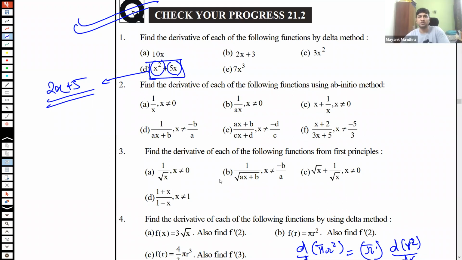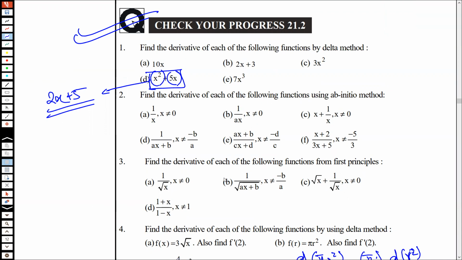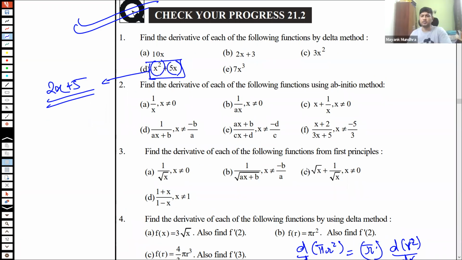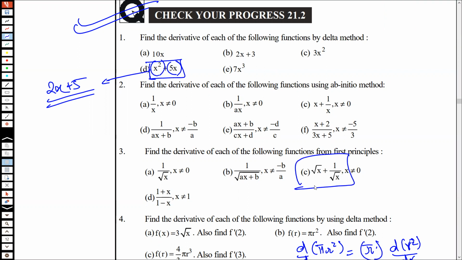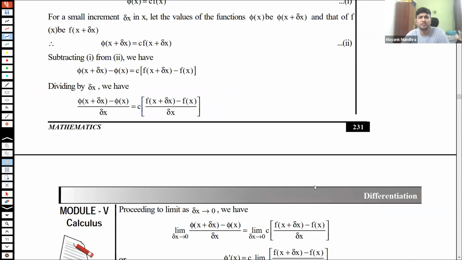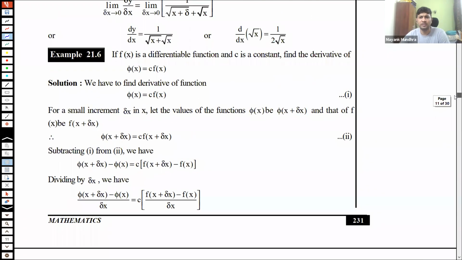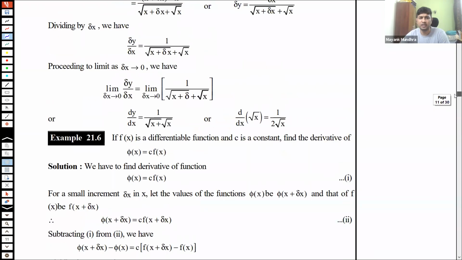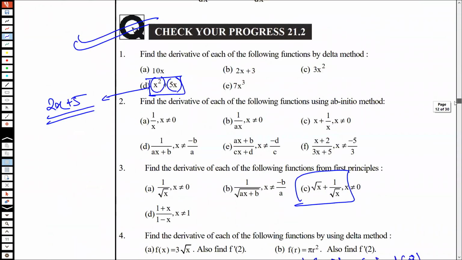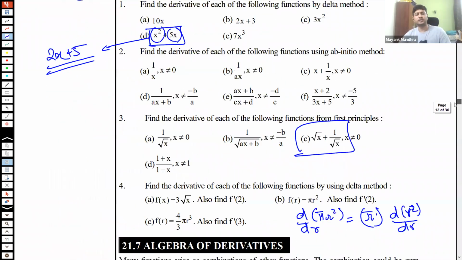But if you want, which question are you talking about? So root x plus 1 upon root x. C part of question 3. 3c, root x plus 1 by root x, for x not equal to 0? Okay. What was first principles? So you're saying you are solving this using limits, right? Yes, sir. Okay, so root x plus 1 by root x.